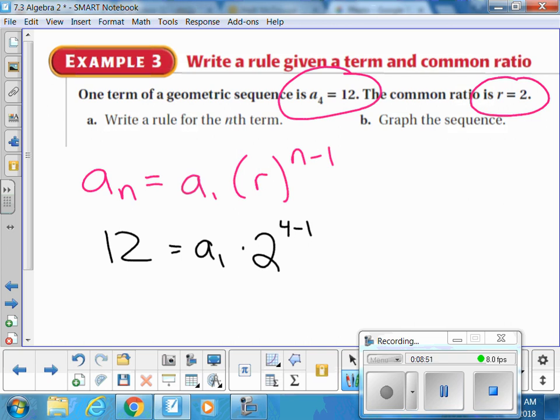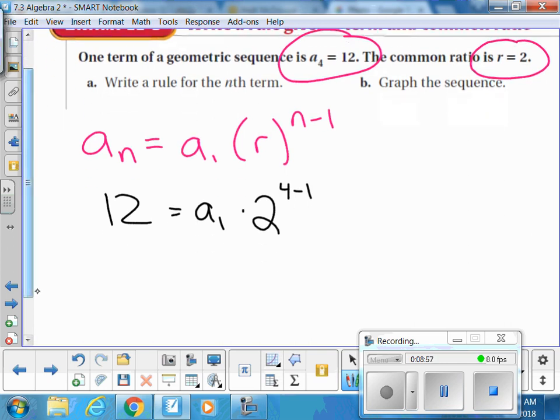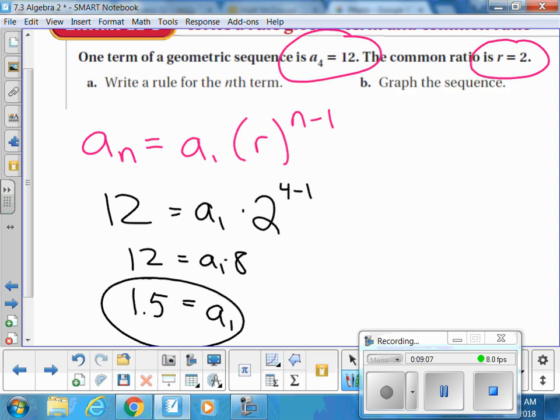So solving this is not bad at all. You just calculate out what 2 to the third is. What's 2 to the third? 8. And then you just take that 8 and divide it over to the other side. What's 12 divided by 8? Perfect. And now you have all the required information you need. You have your a1 and you have your r. Does that make sense? Did we go too fast? Okay.